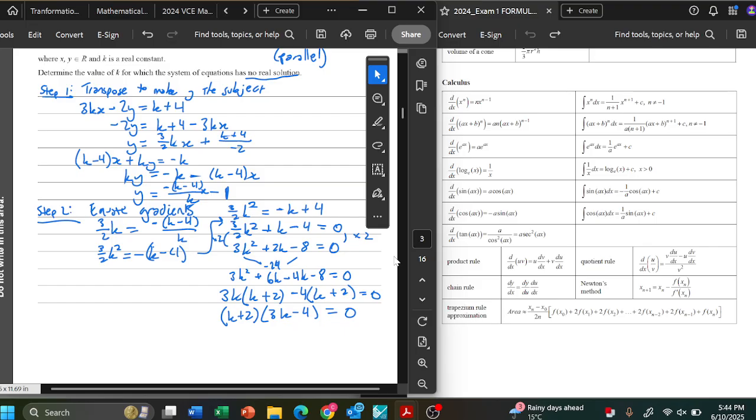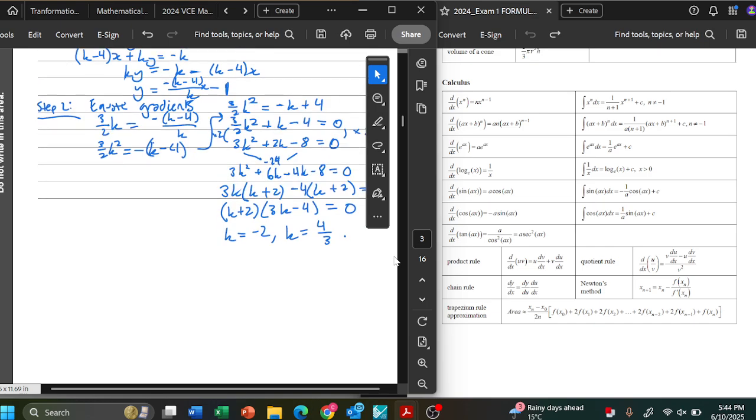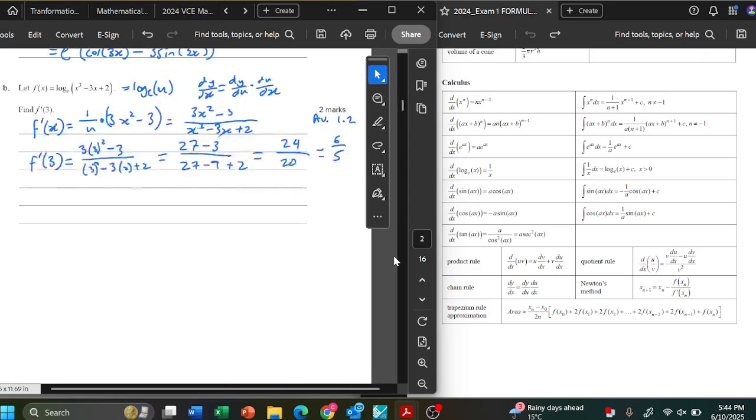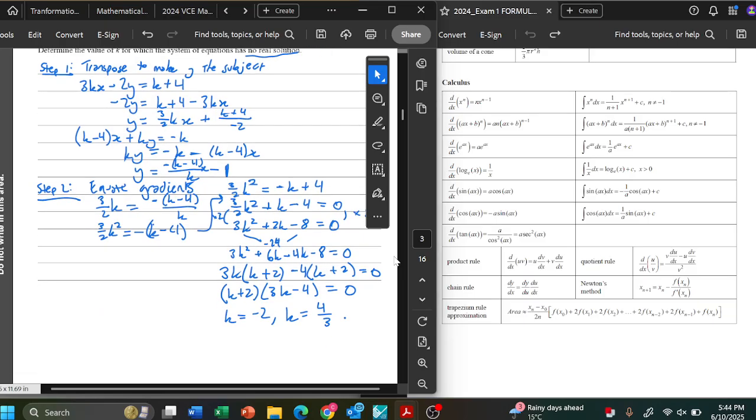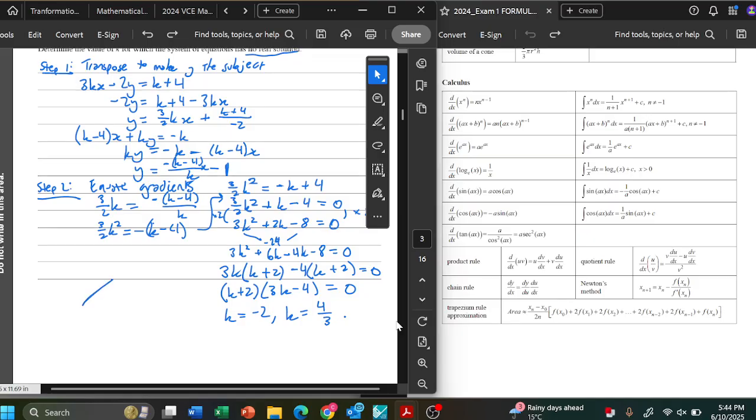And when is that equal to 0? Well, that's equal to 0 when k equals negative 2 and k equals 4 over 3. Those are our two possible solutions. All right, so let's just take stock here. What we're saying is that the two equations have the same gradient when k is equal to negative 2 and k is equal to 4 on 3, right? So one of those cases is the case where the two lines are parallel. That's the one that we're looking for. And the other case is the case where the two lines are actually the same line as one another.